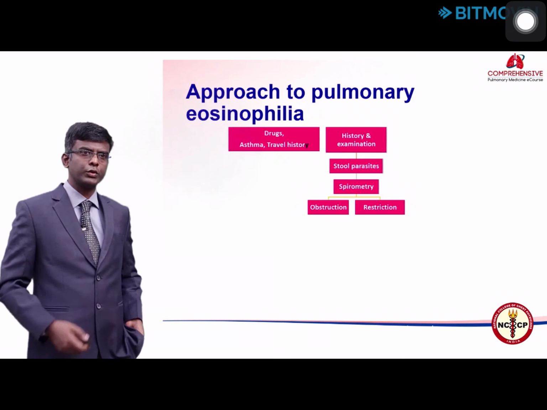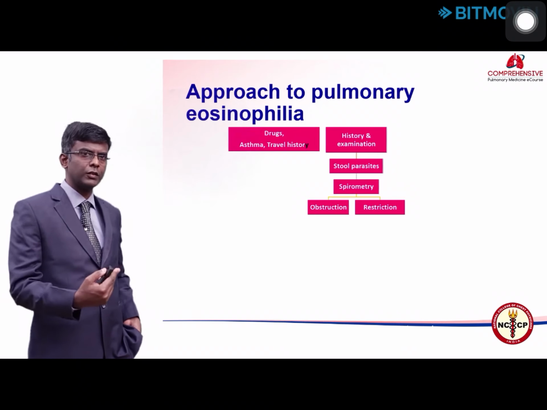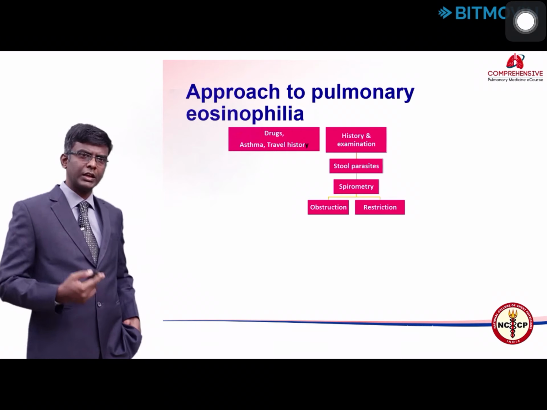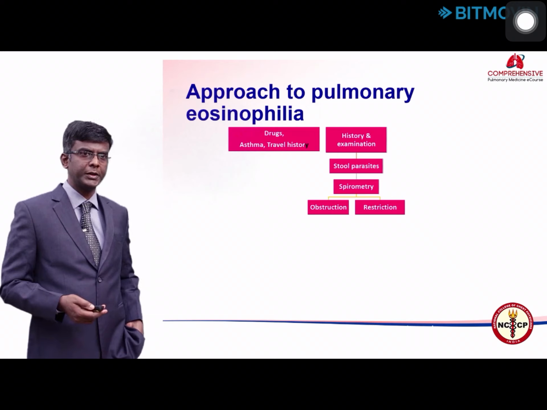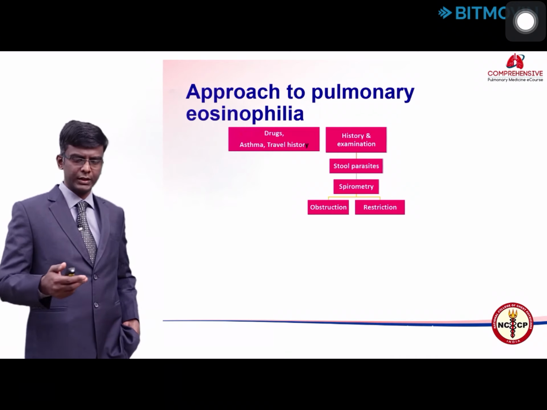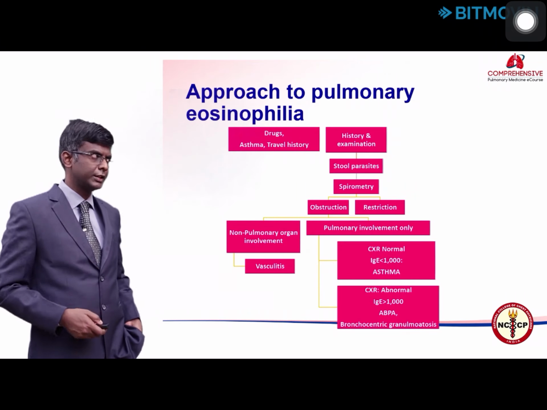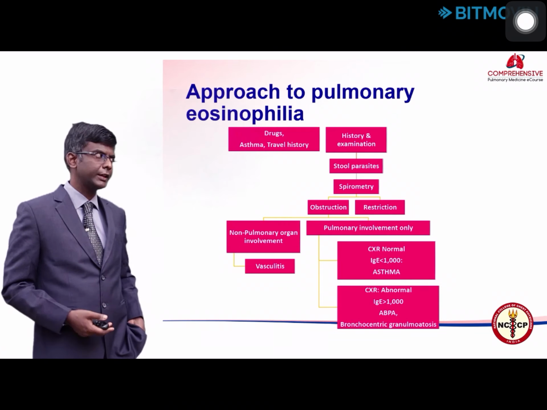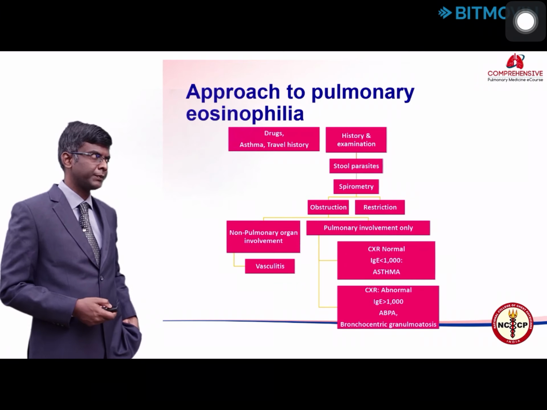You need to take a thorough history and do a detailed examination. Take a history of recent travel, drug intake, asthma history, and test the stool for parasites. Those are the initial steps. And then you do spirometry and find out whether the patient has obstructive spirometry or a restrictive physiology. If the patient has obstructive physiology, you look for non-pulmonary organ involvement. If it is there, it can suggest vasculitis like EGPA.